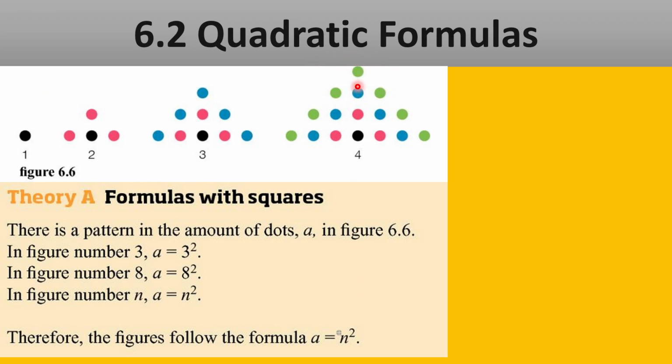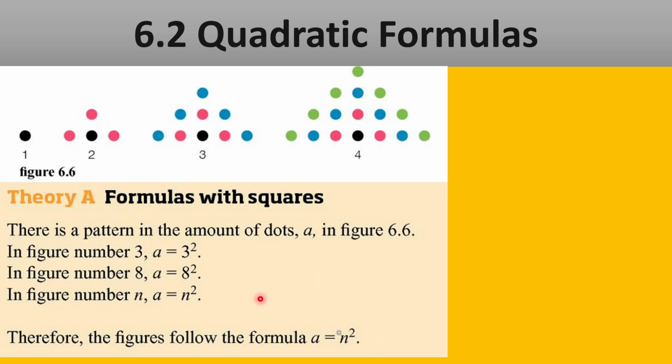A quadratic formula is just a formula with a square in it. So here you can say this number in figure number 3, the number is 3 squared. In figure 8, it is 8 squared. So we could have said the figures follow the formula something squared, with something called n being the figure number. Therefore, the figures follow the formula A, the amount of dots, A equals the figure number squared.